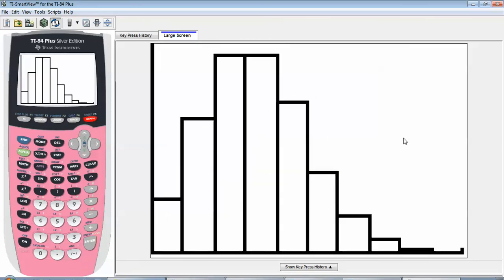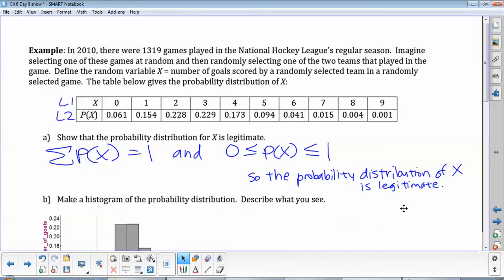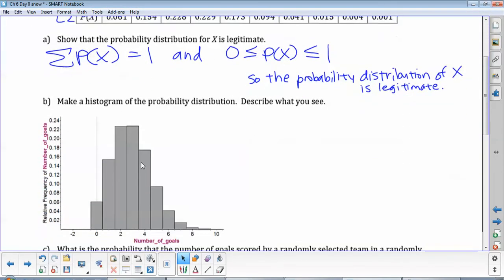Don't forget, if you hit trace, you can see what each of the values of the bars are. For instance, this bar represents values between 0 and 1 and has a height of 0.061, and I can scroll over and see what the heights of each of these bars are if I need to. So you should see a histogram that's similar to the one on your paper. Go ahead and pause the video and describe what you see.